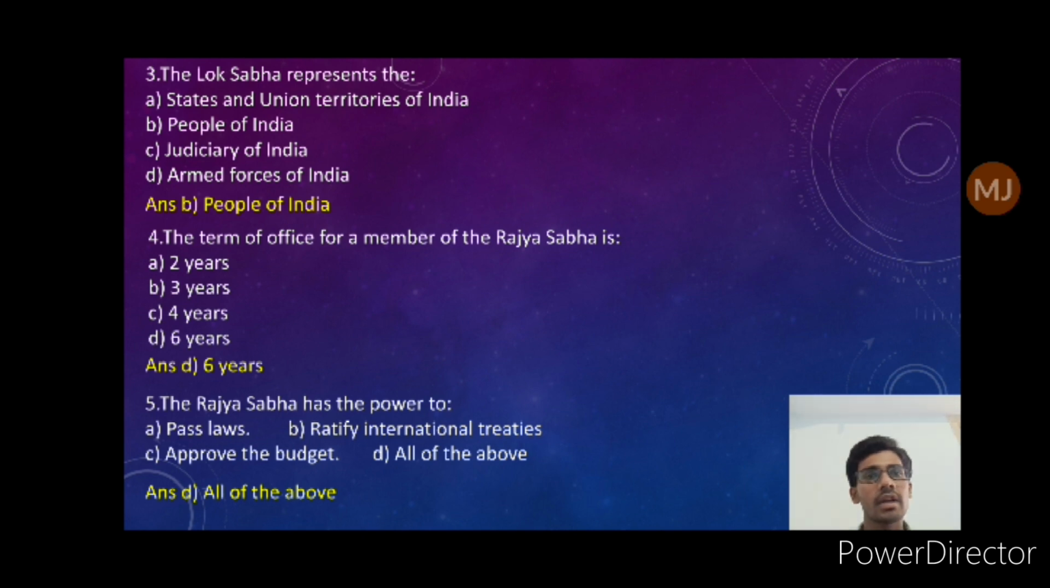Fourth question. The term of office for a member of the Rajya Sabha is option A 2 years, option B 3 years, option C 4 years, option D 6 years. And answer is option D 6 years.